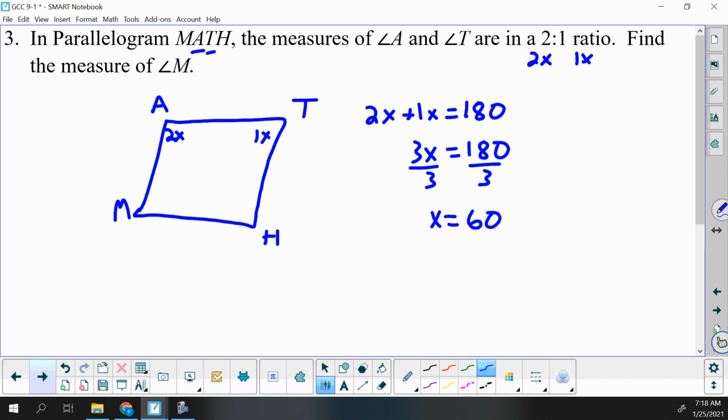Well, we just found a variable. Let's see what they wanted in the question. They wanted the measure of angle M. Okay, so that means we're not done yet. So let's fill in what we know for x. So that means this one's 60 and this one's 120. Well, M is opposite angle T, and we know in a parallelogram that opposite angles are congruent, so M is just 60. So the measure of angle M is equal to 60 degrees. Remember, that little m in front of the angle just stands for measure.